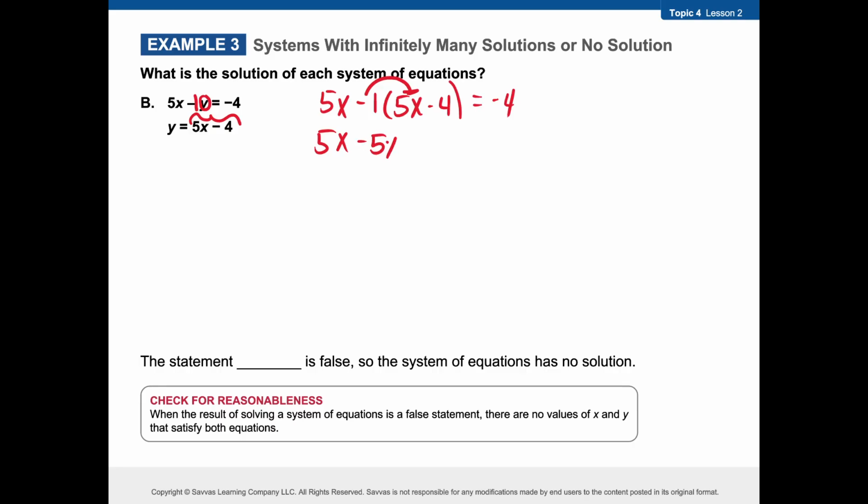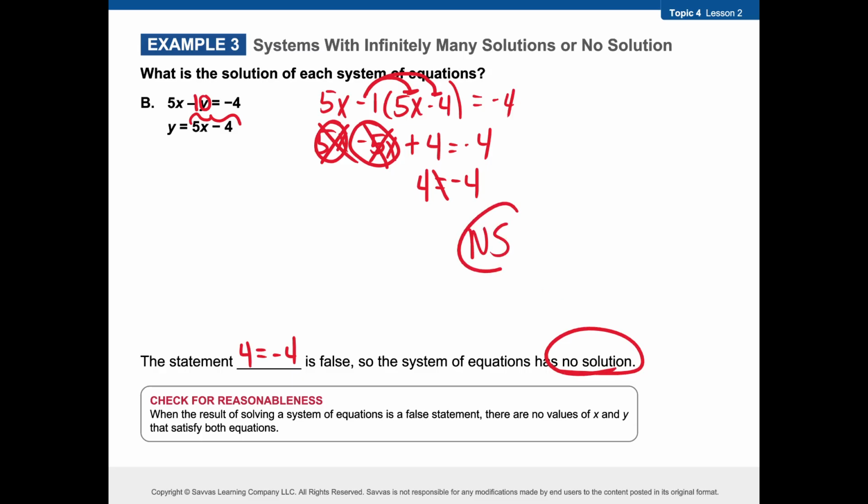Negative times positive, negative 5x, negative times another negative is a positive 4. Again, you need to be extremely careful with your negative signs. Positive 5x and a negative 5x cancel out. Does a 4 equal a negative 4? No, it is not a true statement. It is false. So because this is a false statement, your answer to this problem is no solution.